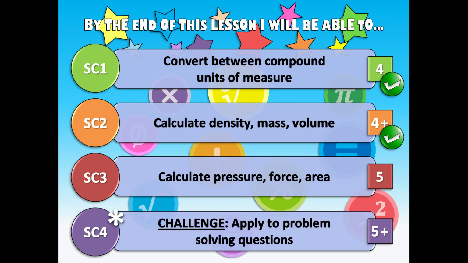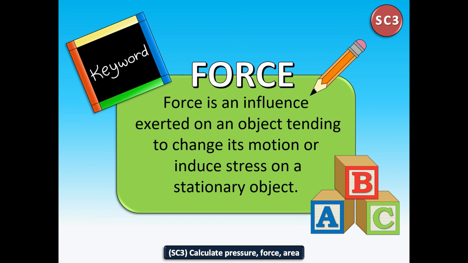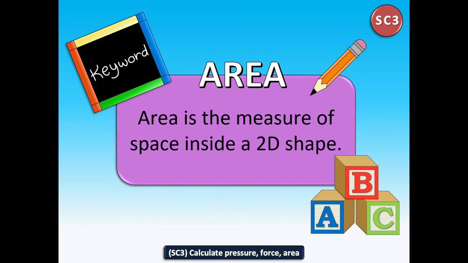Now we're going to move on to number 3, and this is to calculate pressure, force and area. Pressure is the measure of the force exerted on an object relative to the surface area on which the force is applied. Force is an influence exerted on an object tending to change its motion or induce stress on a stationary object. An area is the measure of space inside a 2D shape.